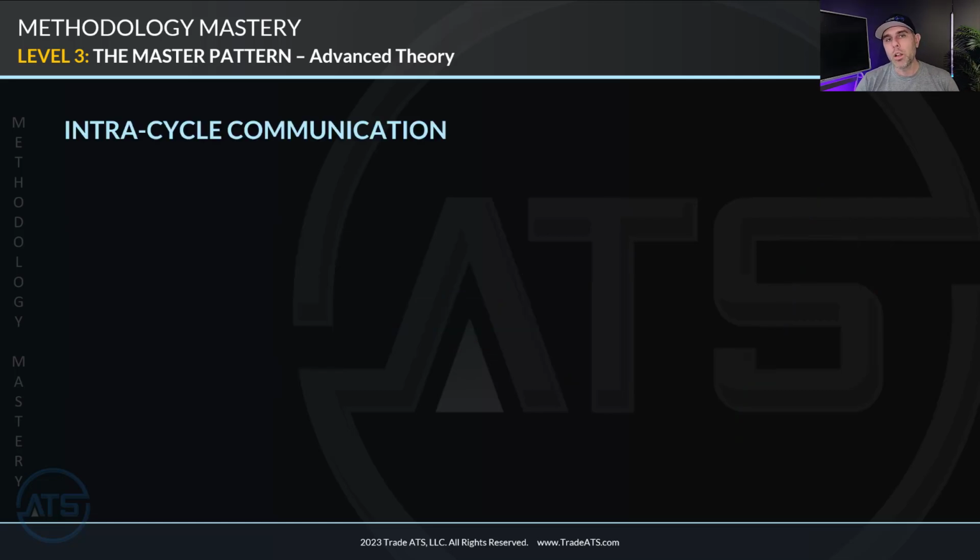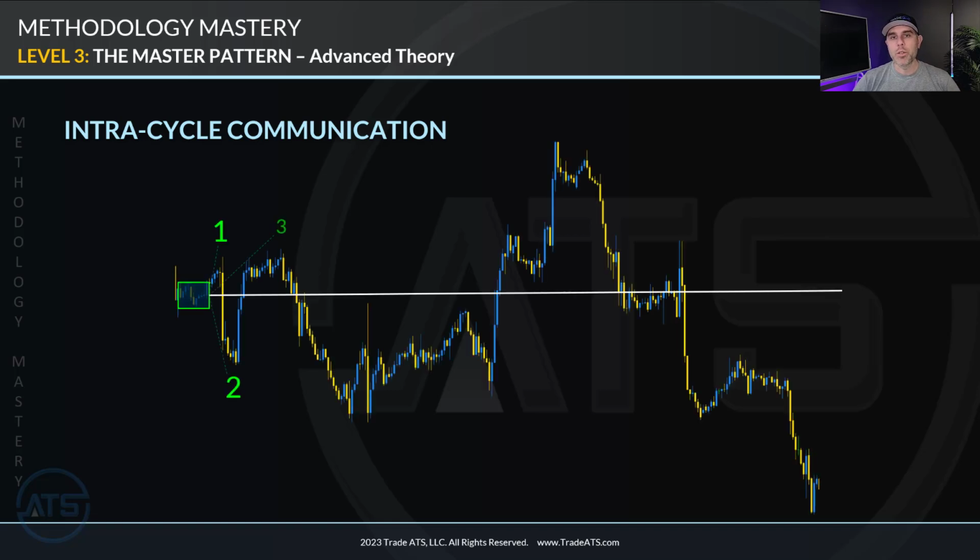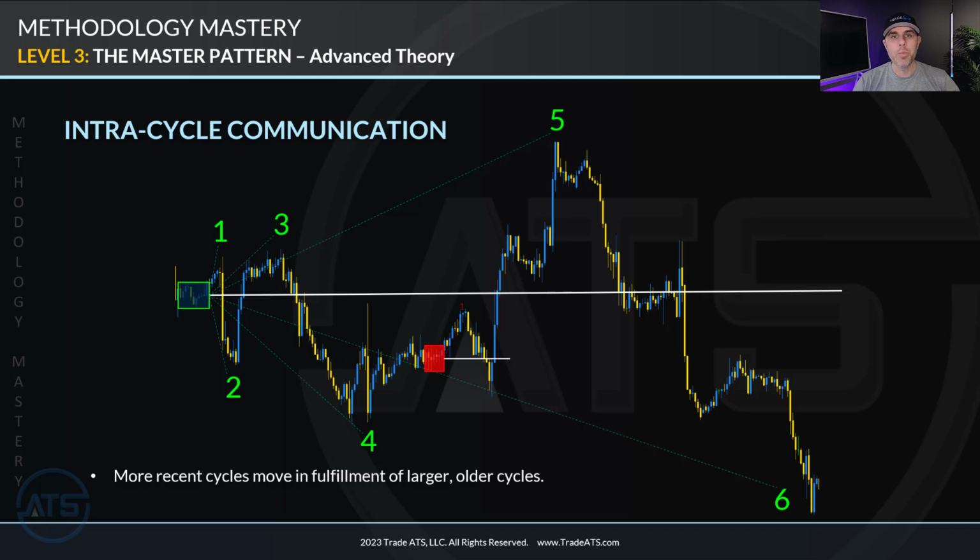Now that you know all about multi-leg expansion patterns, the next evolution of that is intra-cycle communication. So let's take a look at that. What is intra-cycle communication all about? As the name suggests, this is all about cycles within cycles. This is the idea that more recent cycles move in fulfillment of larger, older cycles. Now, let's not make this more complicated than it needs to be.